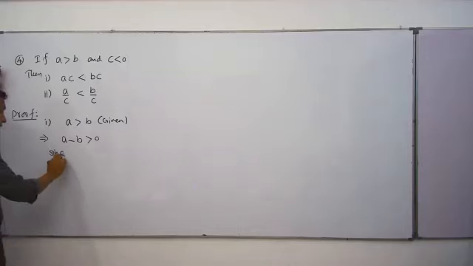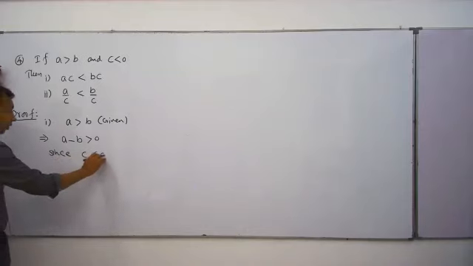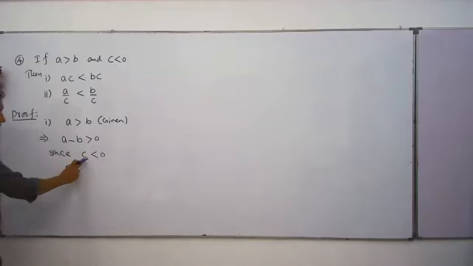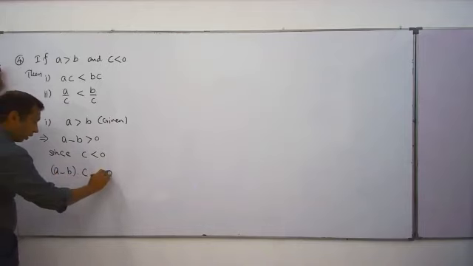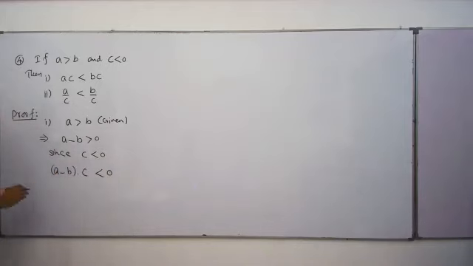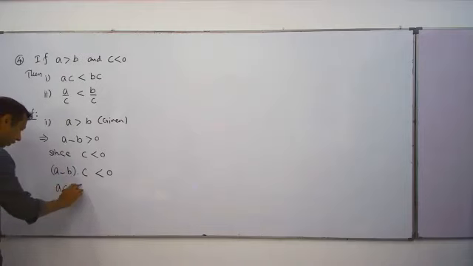Since C less than 0, if C is negative, A minus B is positive. When we multiply this A minus B with this C, this is positive, this is negative. When we multiply positive and negative values, the answer is negative. Since C less than 0, A minus B multiplied by C, positive multiplied by negative, product is negative. Then remove the bracket. AC minus BC, negative.